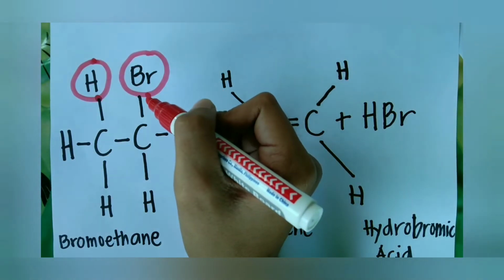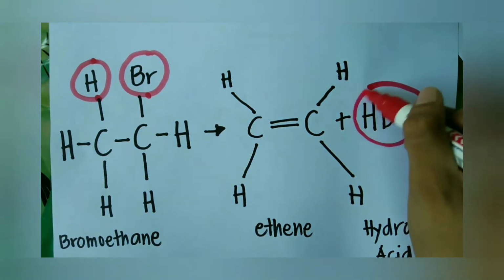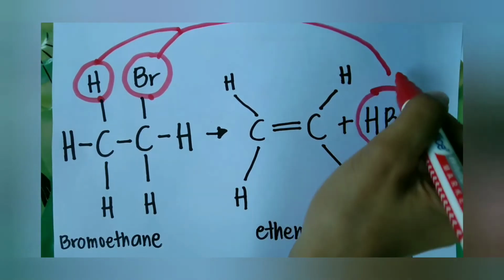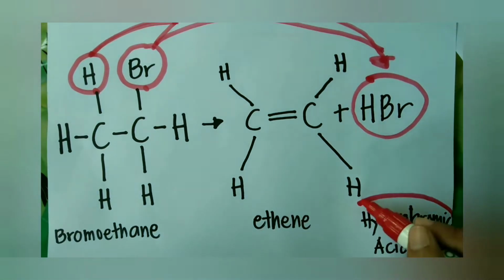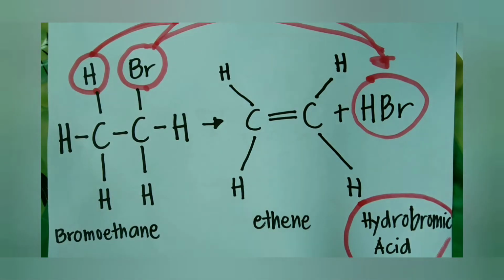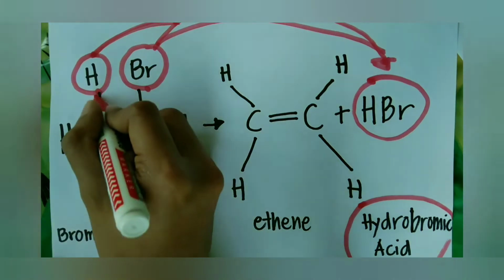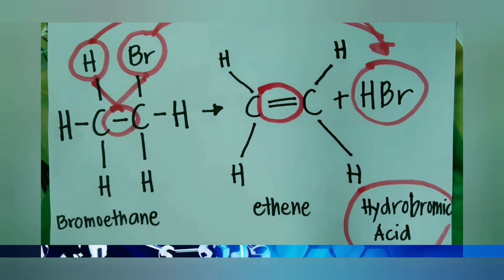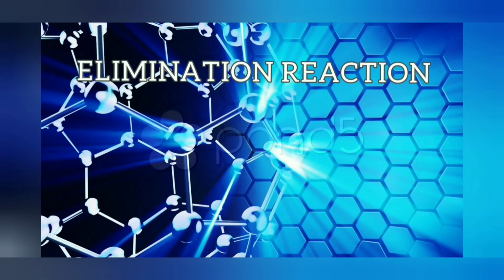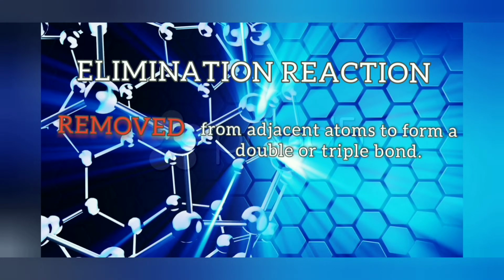Similarly, over here, the hydrogen and the bromine are removed or eliminated to form hydrogen bromide, or hydrobromic acid in this case. And the single bond is left over and collapses down to form a double bond. Note that an elimination reaction is a reaction in which an atom or group is removed from adjacent atoms to form a double bond or triple bond.